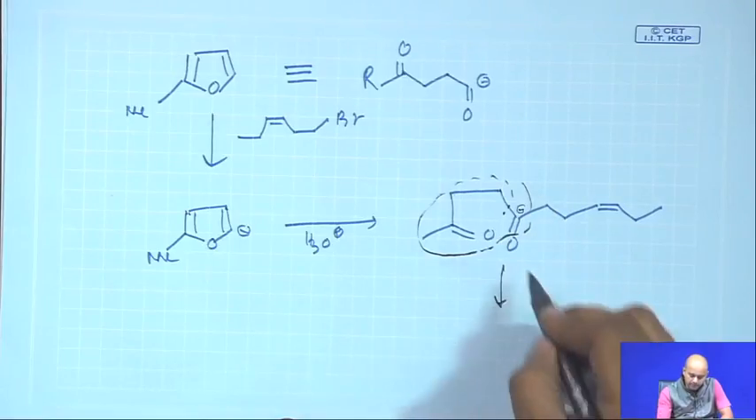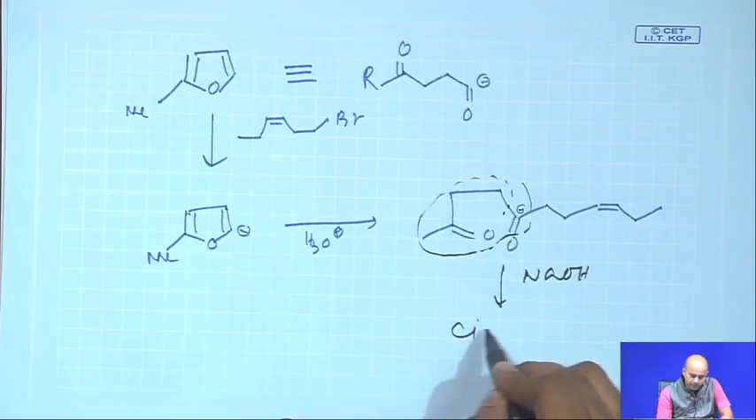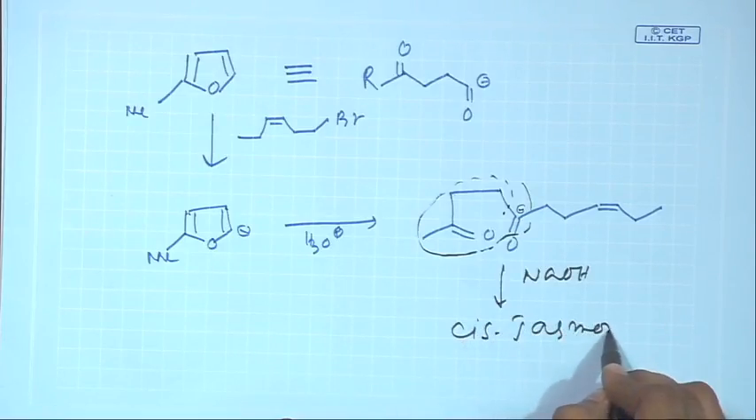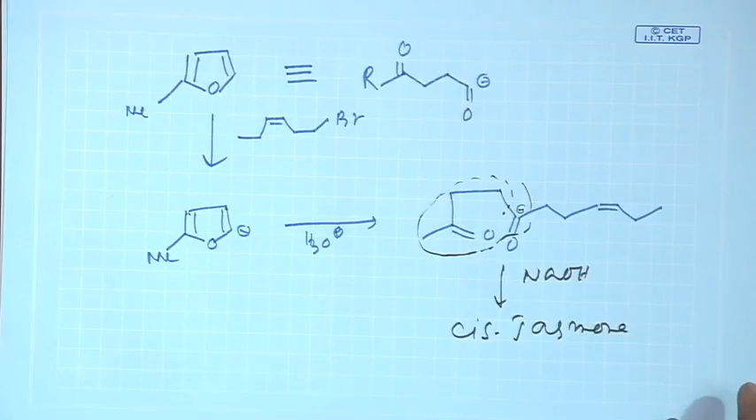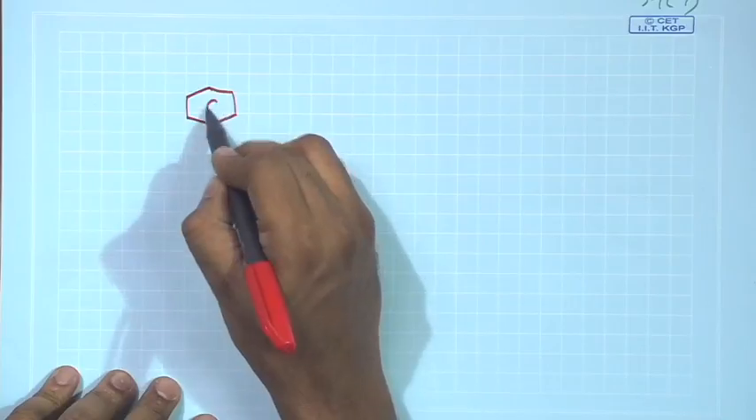Now, this one, in a similar way, if you do an aldol reaction, it will give you cis Jasmine. Cis Jasmine structure was already discussed in the earlier slide. In a similar way, you can carry out many synthetic exercises. Let us try to figure it out, very simple synthetic equivalence.